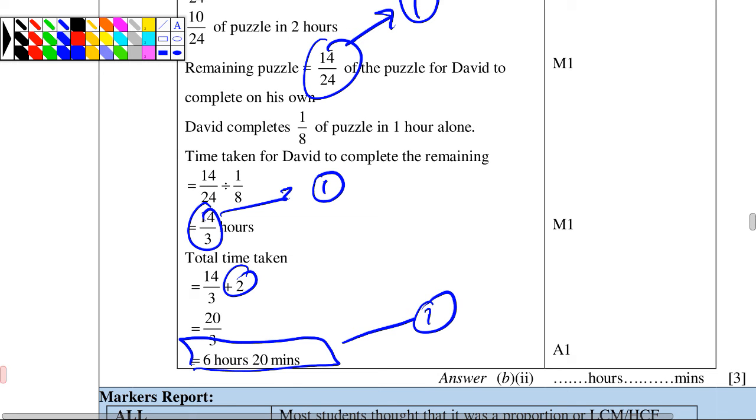Can you take down the 3 numbers? 14 out of 24. Then what's the next one? 14 over 3, and the last one 20.